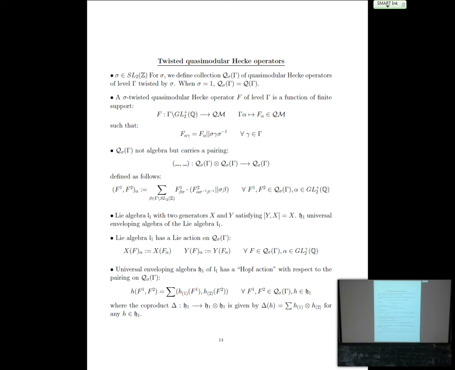So Q sigma gamma is not an algebra, but it carries a pairing, and this pairing is not associative in any sense. That's why it's just a pairing. I tried a lot to prove that it is an algebra, but it's not. So we just have this here, and you see that there are some changes in this space. This is a pairing, and Q sigma gamma is a module over Q gamma, but on the right side. So there's a difference.